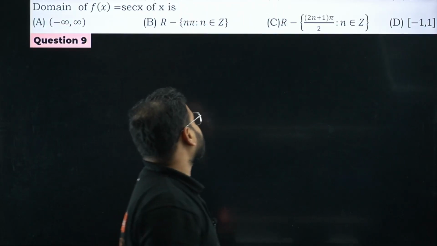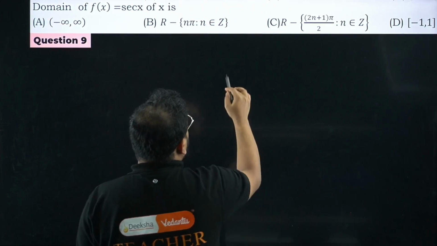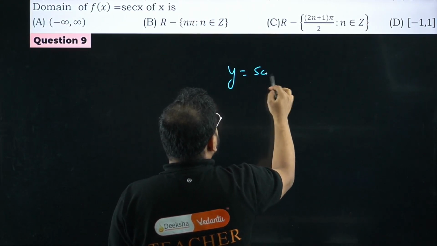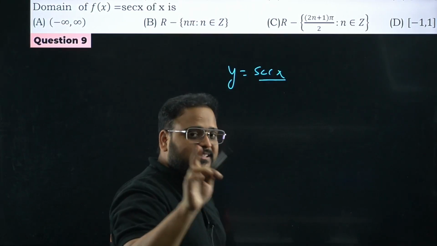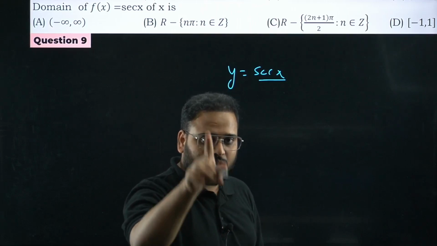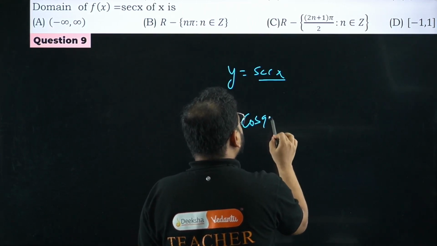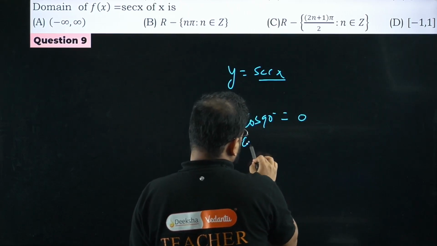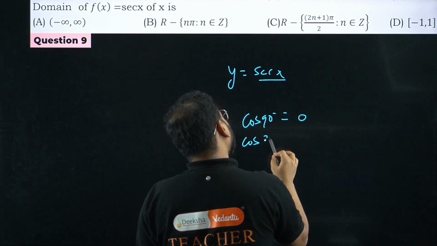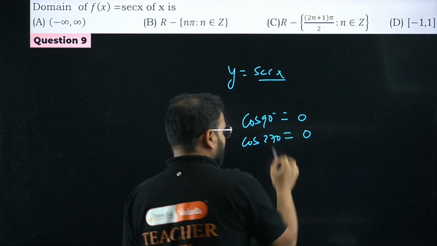Domain of f(x) is sec x, bacha. Sec x, sir. Domain of y equals sec x. Sec is undefined when cos is 0. When is cos 0? At odd multiples of 90. Cos 90 is what, bacha? Cos 90 is 0. Cos 270 is 0. These are odd multiples of 90.